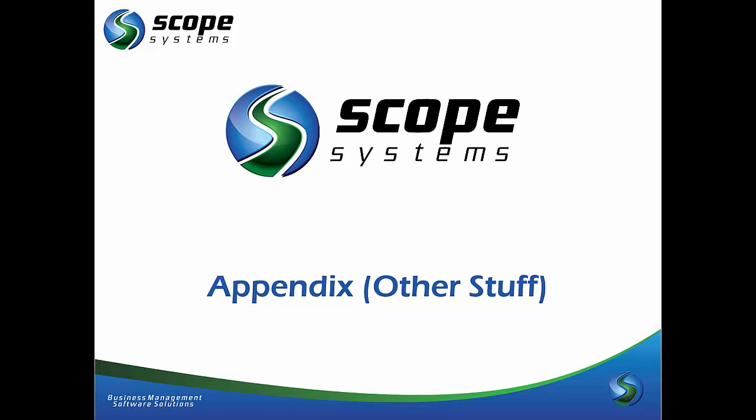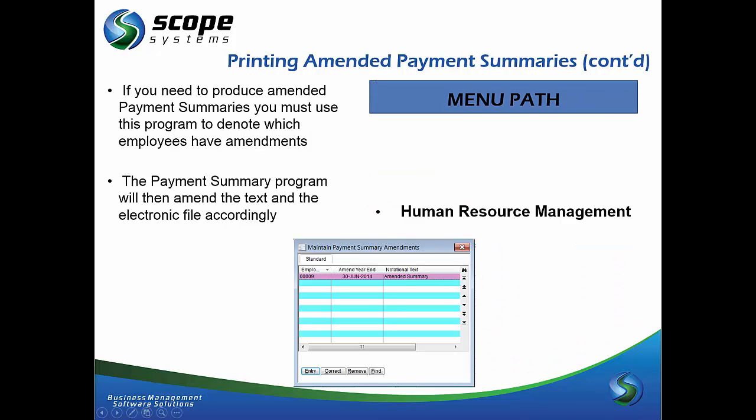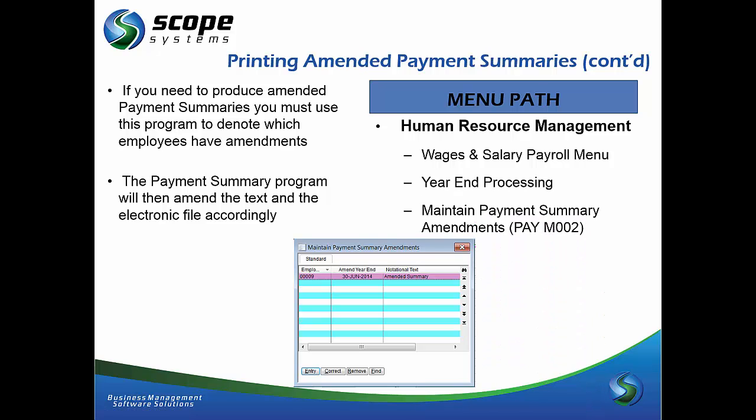So we have a few other little things to go through. Printing amended payment summaries. Amended payment summaries must include text in the header to specify that they are amended. It is only required if you have already submitted the EMPDUPE file to the ATO and need to make a change. Please raise a call with Scope Systems to have this program installed if it is not installed already. You should find this in Wages and Salary Payroll menu, Year-End Processing, Maintain Payment Summary Amendments.